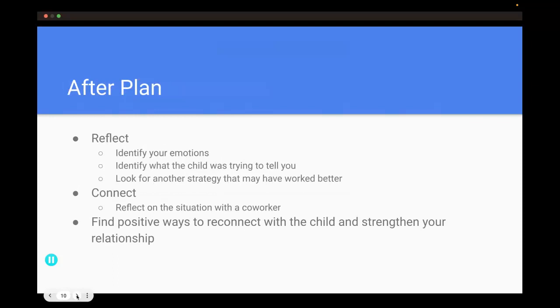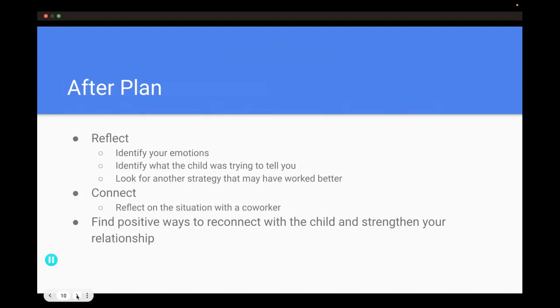And the after plan. We should be reflecting. This will be identifying our emotions, the child's emotions, what the child was trying to tell me, looking for another strategy that may have worked better. Sometimes in the moment we aren't thinking about how we appropriately should be handling a situation, and if it is the most beneficial way to handle it for the child. And I think we should be using that as a learning experience for future issues that may occur in the classroom. We also should be connecting, reflecting on the situation with a coworker.